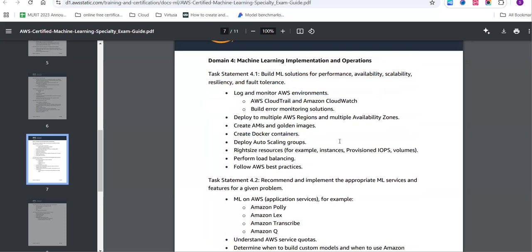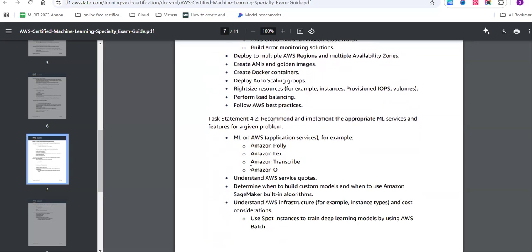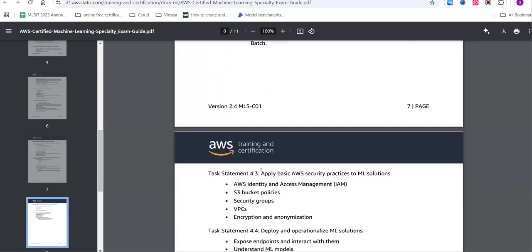That is, in this domain, we need to understand the scalability and performance. These are the things that will be concentrated on during that scenario. And we need to know about these AWS services as well.